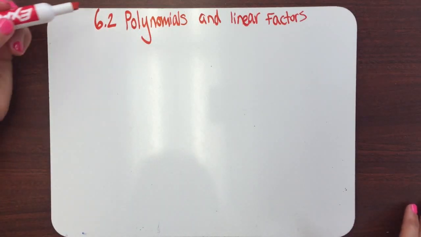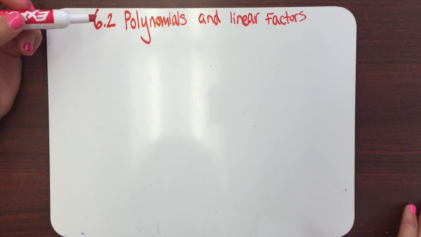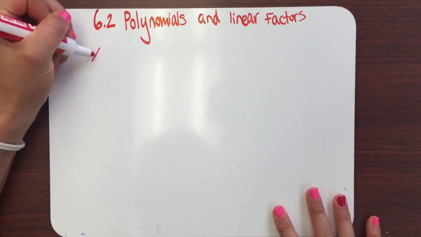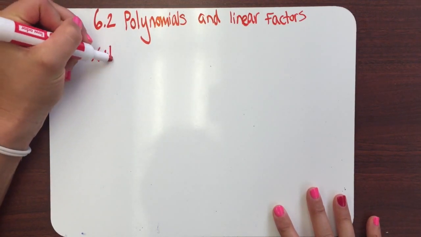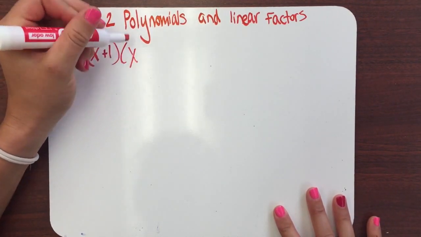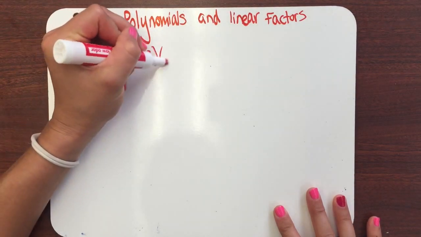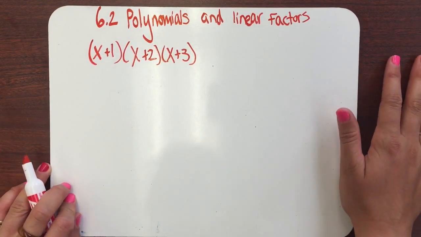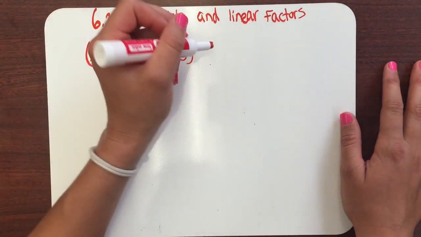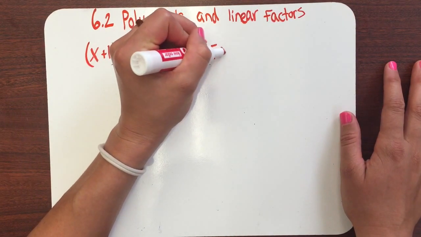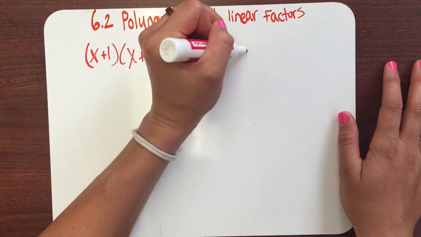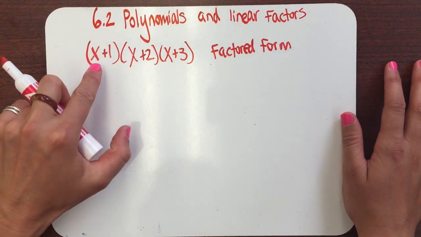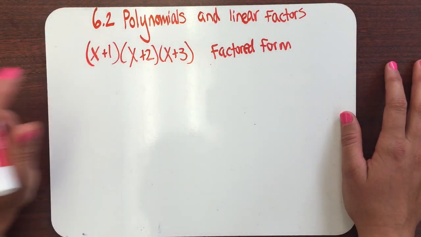Today we're going over 6.2 polynomials and linear factors. So let's say we have an expression of x plus 1 times x plus 2 times x plus 3, and we want to write it in standard form. Right now, this is in factored form, because these are all prime linear factors.